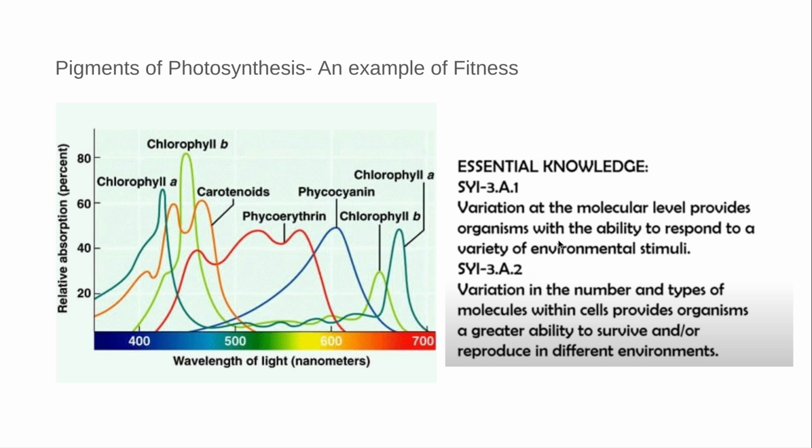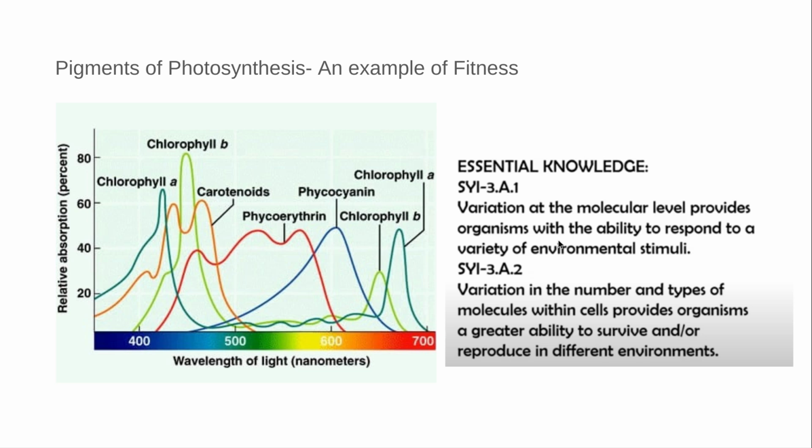Because we have a variety of different molecules making up the tails, depending on whether there is heat in the environment or cold in the environment, and because saturated and unsaturated fats have different ability to impact the fluidity of the membrane, you are able to adapt to cold and heat because of the variation in the types of molecules that are making up the plasma membrane. So again, that is an example of fitness.